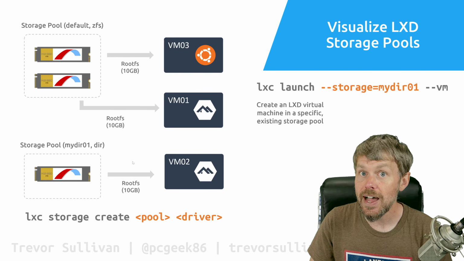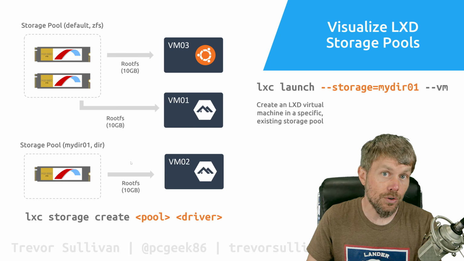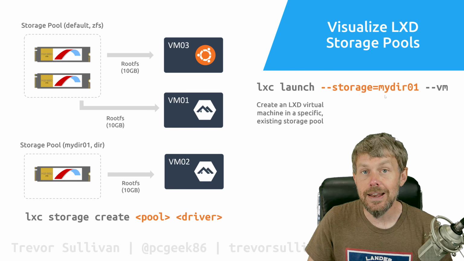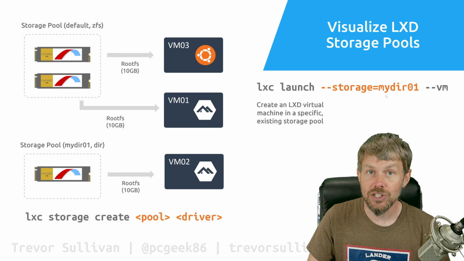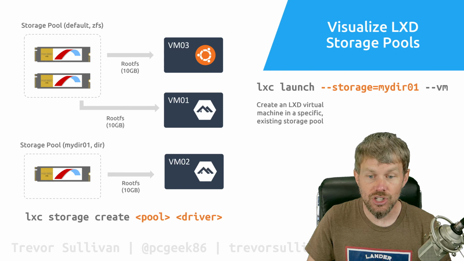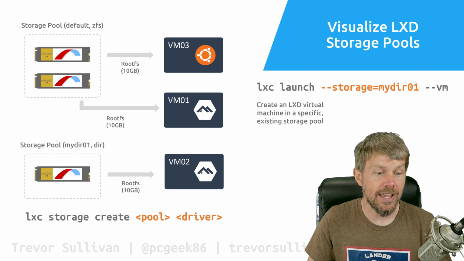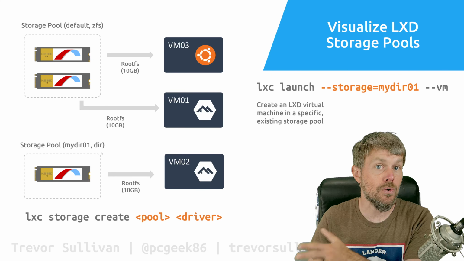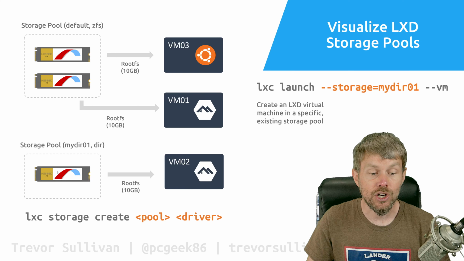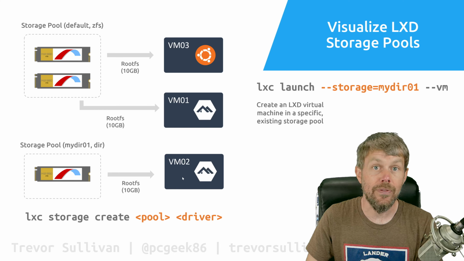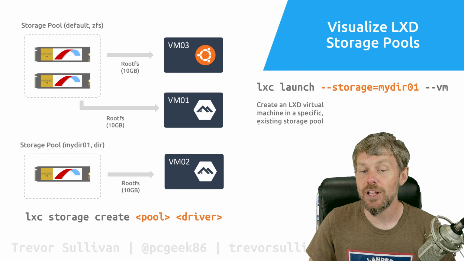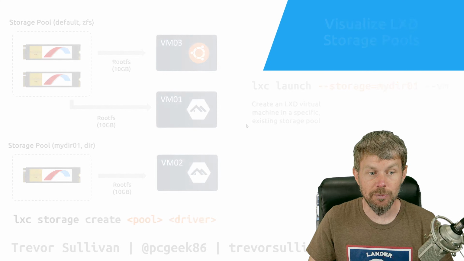In order to specify the storage pool that you want to use when you're launching a new virtual machine, all we need to do is specify --storage equals, and then the name of the storage pool that we want to create the virtual machine's disk on. So in this case, we'd say lxd launch --storage equals mydir01. LXD will say, okay, I can see that you've got a storage pool with that mydir01 name. It's of type directory. So I'm going to go over to the directory that that storage pool points to, create a virtual disk for this virtual machine, and then boot the virtual machine's operating system. So it's pretty simple to use here, not too complex, but we're going to take a look at actually how to do this in a little bit here.